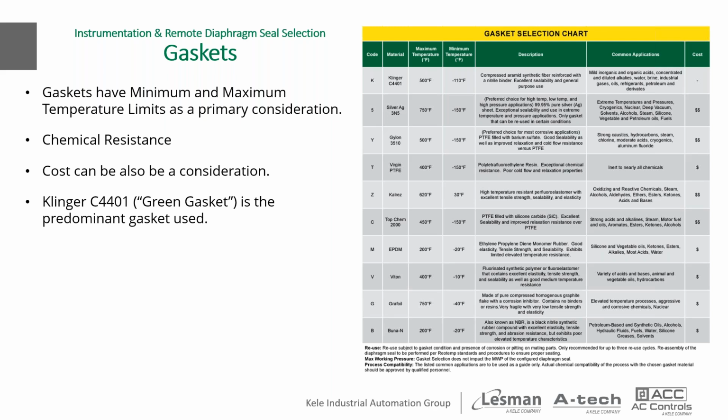Cost can be a consideration sometimes. Most people ultimately don't care because they just don't want their stuff to leak, but cost could come into it, particularly for some of our silver and metallic gaskets. Those are generally used on high temperatures. A Klinger C4401, or what everybody in most plants calls green gasket, is the predominant gasket used, and it's pretty effective. It goes from, say, 500 degrees down to negative 110 degrees Fahrenheit. Pretty flexible and can be used on a lot of organics and inorganics. Not a huge problem, but it's something to look at.